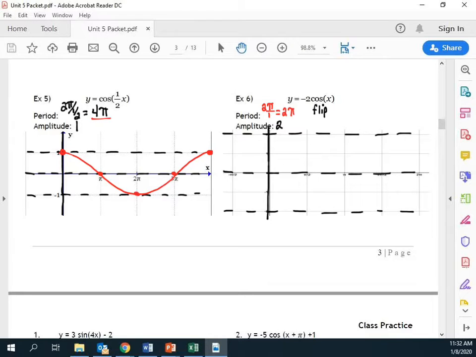And just like Trent said, we got to start this. However, the parent function starts at the max. But we have a flip that's involved. So now instead of starting at the max, we're going to start at the min. 2 pi later, we end up in the min. In the middle, we're in the max. And in the in-betweens, we're in the center, or the middle.